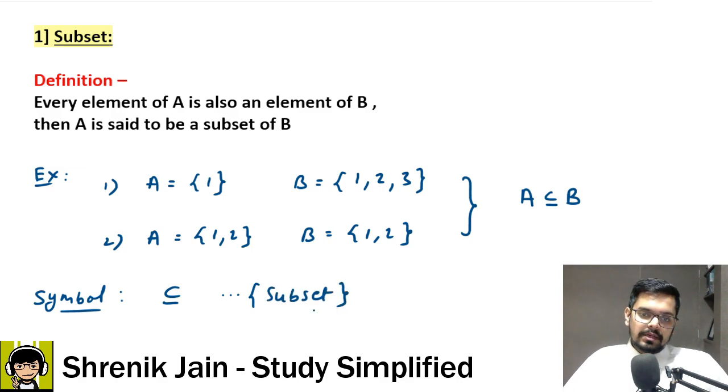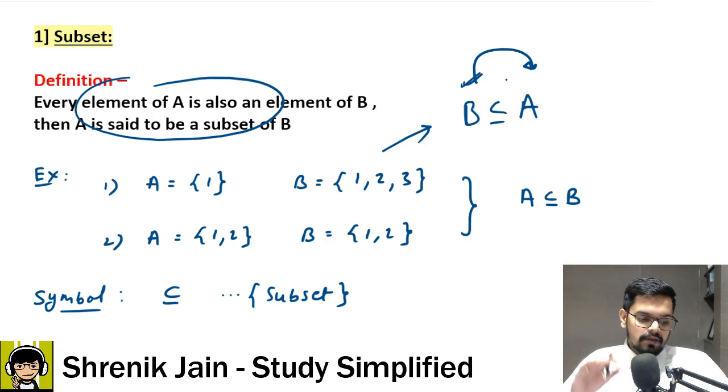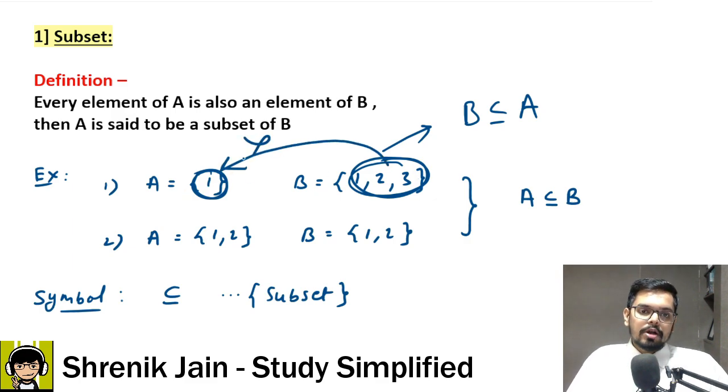Okay, now there is one doubt. The doubt is, can I say for example 1, B is a subset of A? Use the definition. What is a subset? That every element of LHS should be present in the RHS. If that is the case, then LHS is a subset of RHS, right? So here we can see that elements are 1, 2, 3, but here the element is only 1. Therefore, every element of B is not present in A. Therefore, B is not a subset of A.